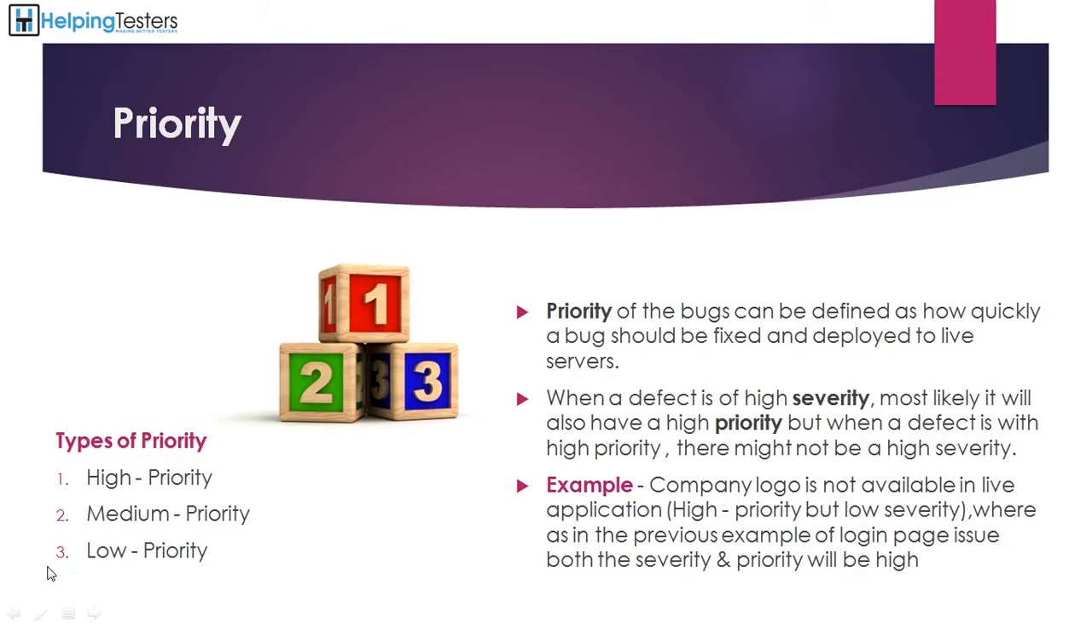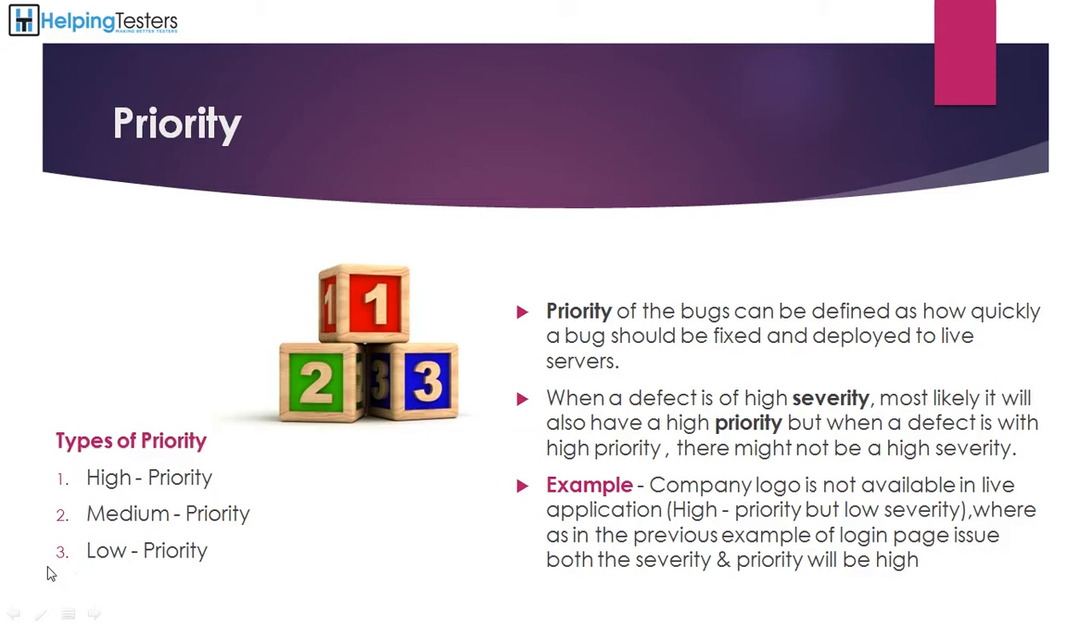Let me give you another example. You're launching a website and unfortunately your company's logo is not there. That is a high priority bug, because your company logo has to be there. But when it comes to severity, there is none at all, because the user is able to log in and perform their activities. None of their activities are impacted by this issue.